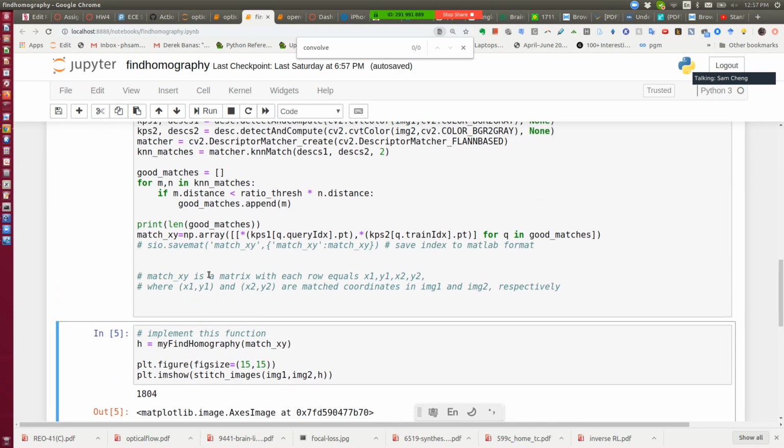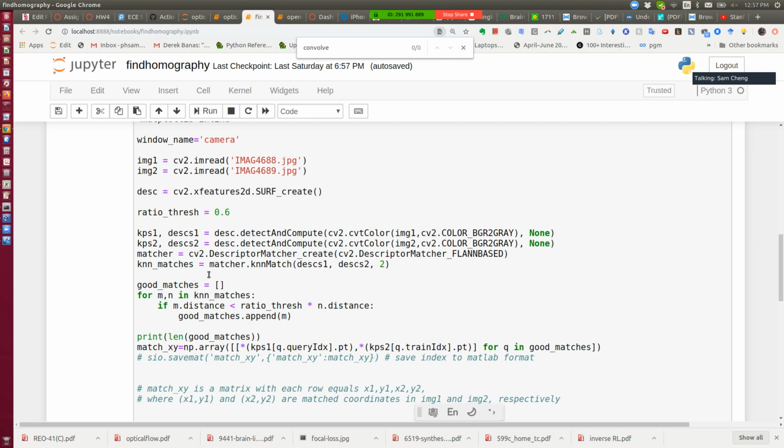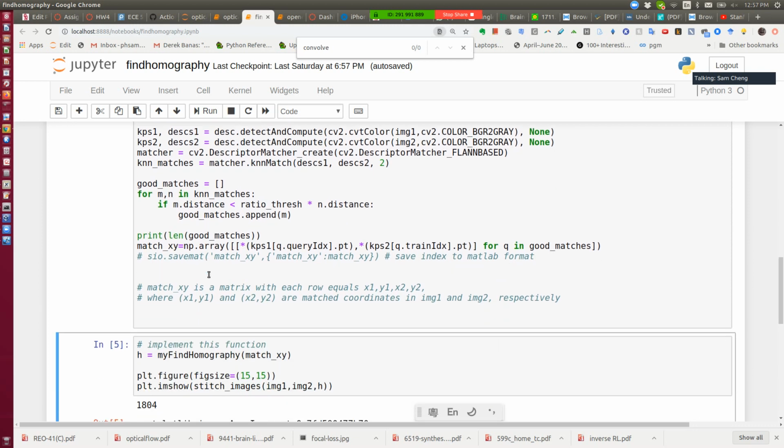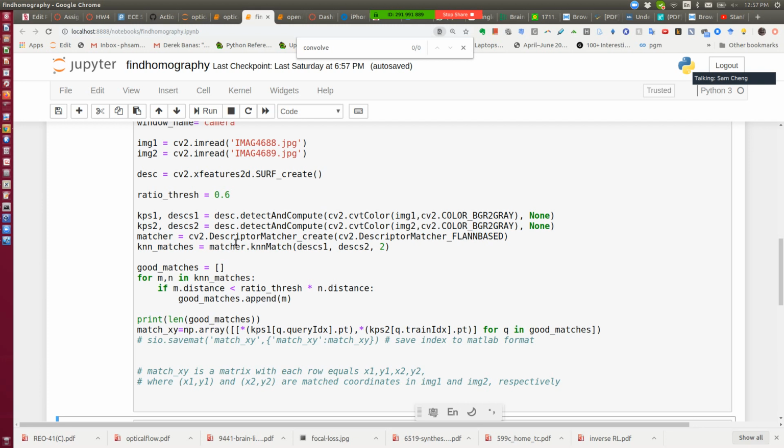And I try to flip the image. It still works, so it seems to be fine. I do have a question about that line, the last line right there where it says match XY. What is the query index, or query IDX? Yeah, that's how you use this. The query index is the index.